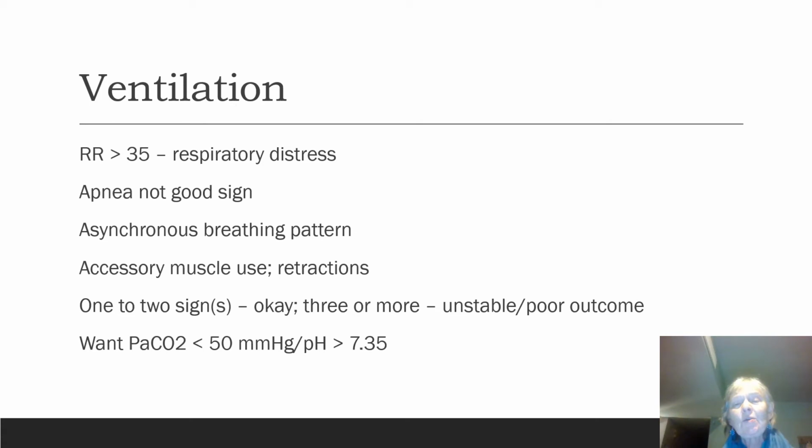Using accessory muscles, having retractions, way too much work of breathing. One or two signs, sometimes your physicians will say, let's go ahead and do it. Three or more, you do not want to be trying this because your patient's probably not going to do extremely well. And then we want the CO2 less than 50 with our pH greater than 7.35 at this particular point.